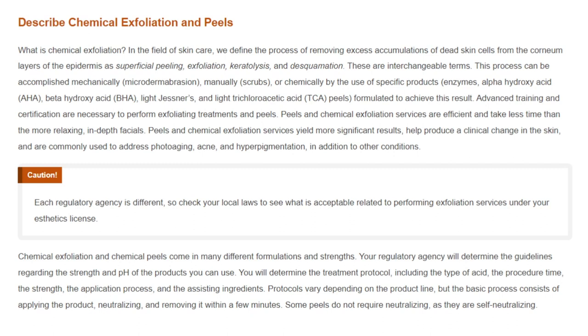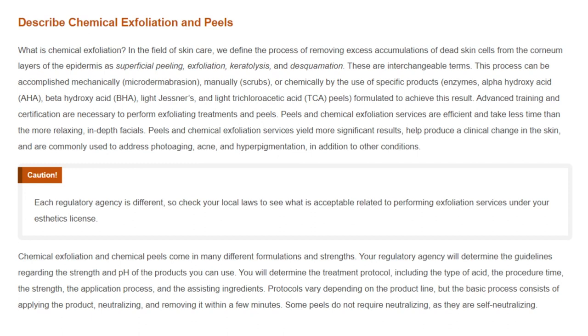Peels and chemical exfoliation services are efficient and take less time than the more relaxing, in-depth facials. Peels and chemical exfoliation services yield more significant results, help produce a clinical change in the skin, and are commonly used to address photoaging, acne, and hyperpigmentation, in addition to other conditions. Caution. Each regulatory agency is different, so check your local laws to see what is acceptable related to performing exfoliation services under your aesthetics license.